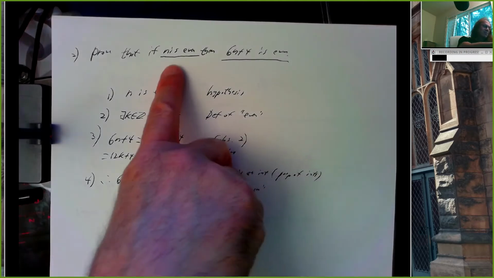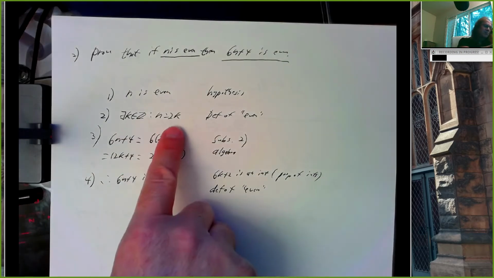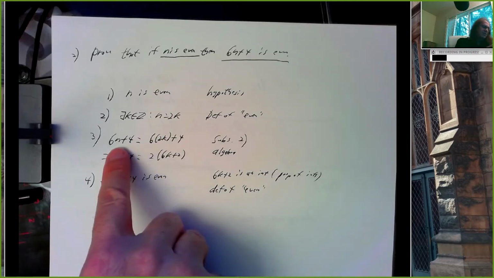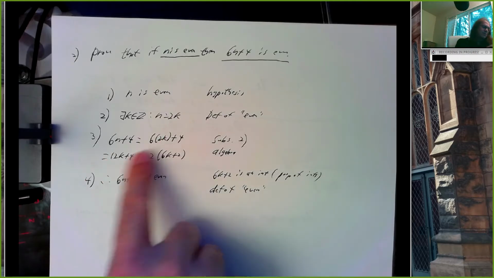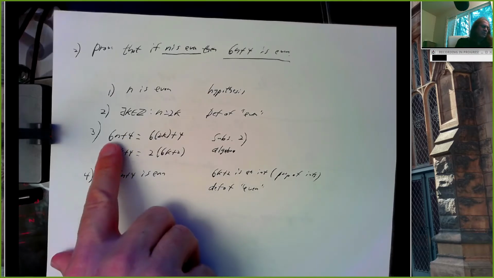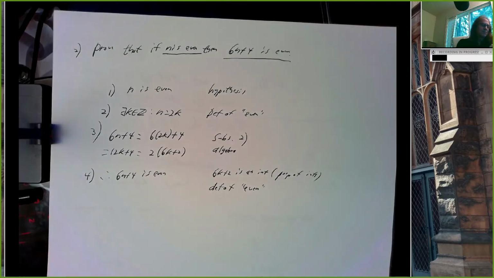So I started with n is even. That's the hypothesis, so I can assume that, and then that means n is equal to twice some integer. And then I just said 6n plus 4 is equal to this, that, and that. And in doing that, right, I showed 6n plus 4 was twice an integer, therefore 6n plus 4 is even.